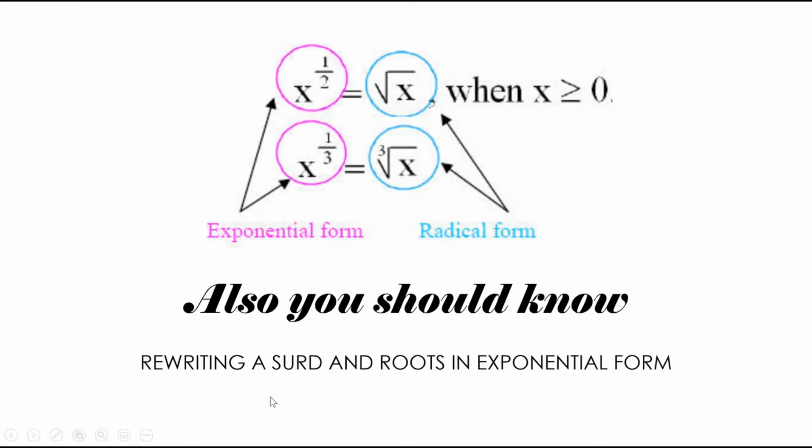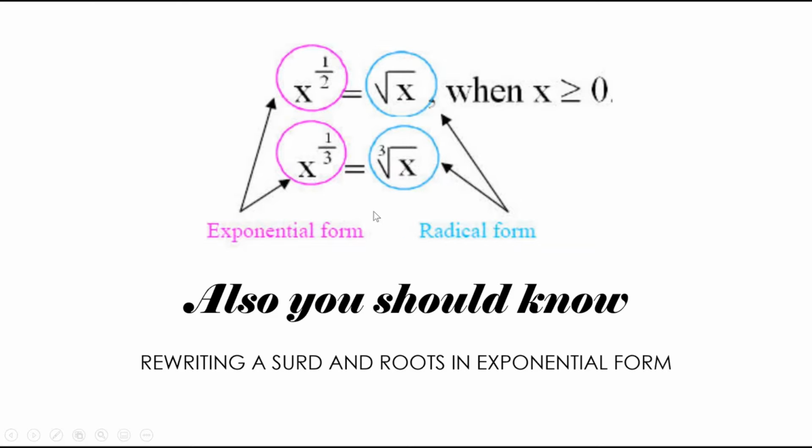Also you should know, before proceeding further, that this is the exponential form and this is called the radical form. For example, x to the power half is the exponential form, and the same thing we can write as root over x, which is the radical form. Similarly, x to the power 1 by 3 is the exponential form, and cube root of x is the radical form. So these two are interchangeable.